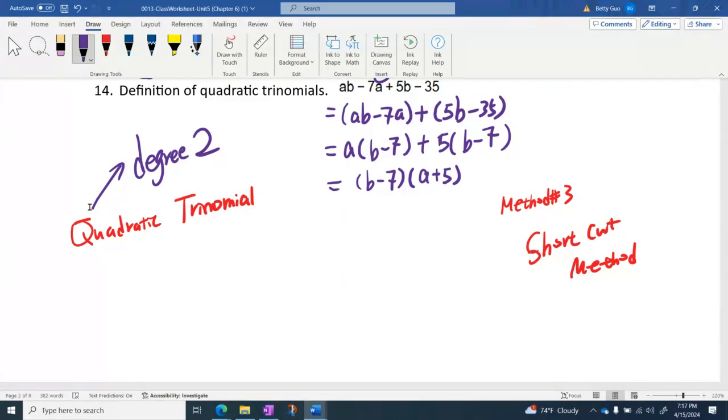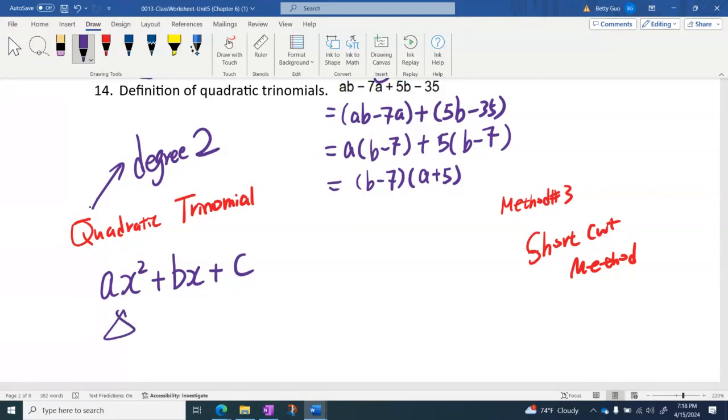So please do not understand quadratic to mean degree 4. No, make it simple. We do not go that high. We go 2, at most 2. So quadratic in algebra means degree 2. Trinomial means 3 terms, right? And what does a quadratic trinomial look like? It looks like this: ax squared plus bx plus c. That is the standard form of a quadratic trinomial. Any polynomial which can be written in that form is a quadratic trinomial.